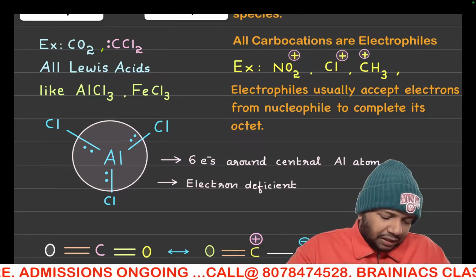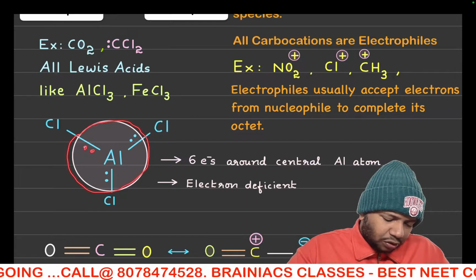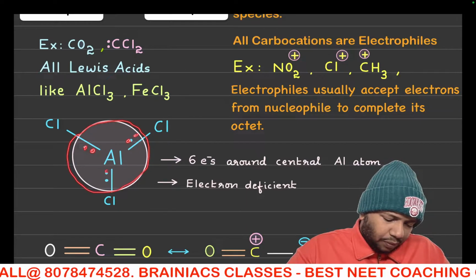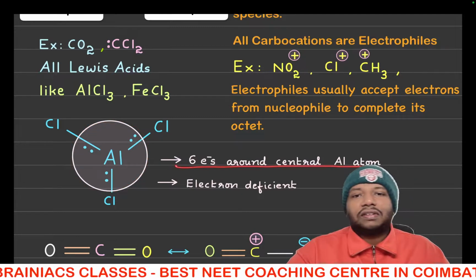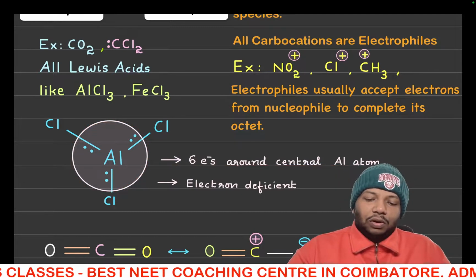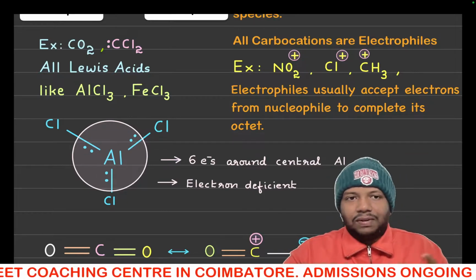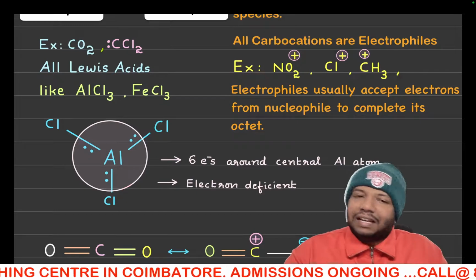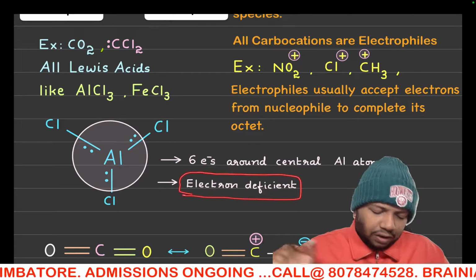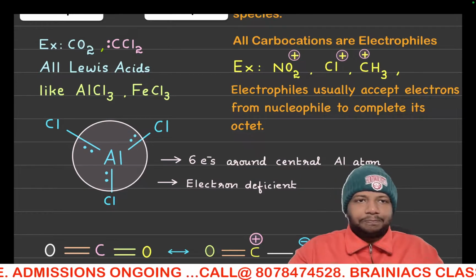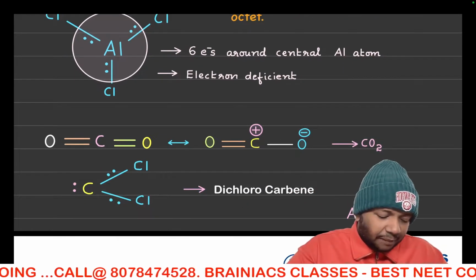If you see the number of electrons around this aluminum, you can see 1, 2, 3, 4, 5, 6. So usually 6 electrons are present around the central aluminum atom. So it needs 2 more electrons to complete the octet. This is the reason why we say aluminum trichloride is an electrophile, or we can say the central atom is electron deficient. Clear?